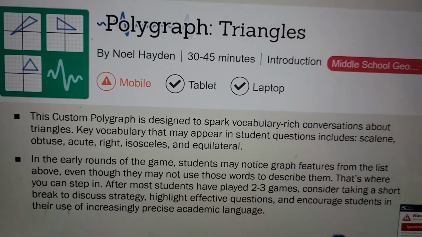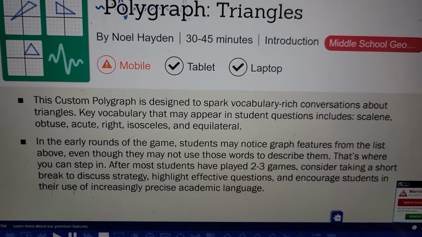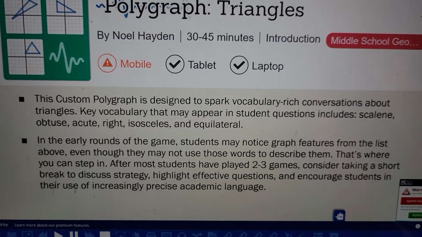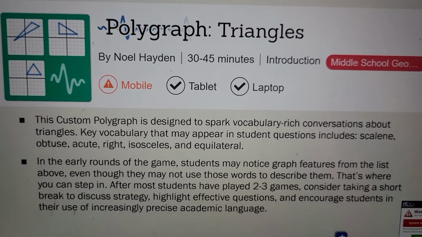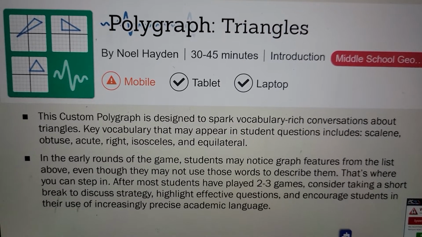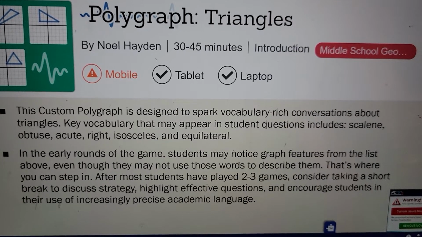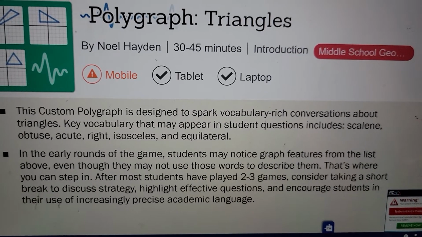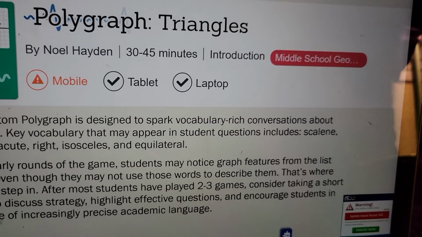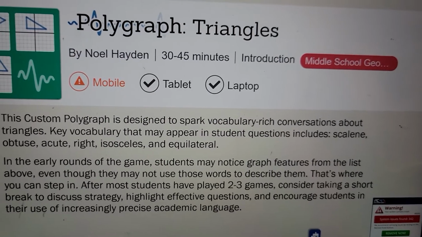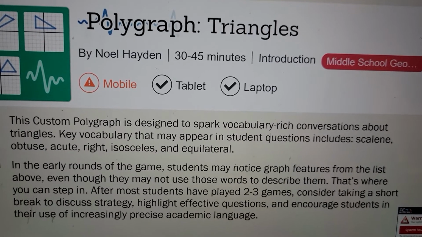So the next activity that I was looking at is Polygraph Triangles. It's not as long as the other activity. This one only takes 30 to 45 minutes. And this one's all about triangles. What's really cool about these activities is that it introduces kids to triangles. So students would ask questions, and when you're introducing this activity, you would introduce terms such as scalene, acute, right, isosceles, and equilateral.